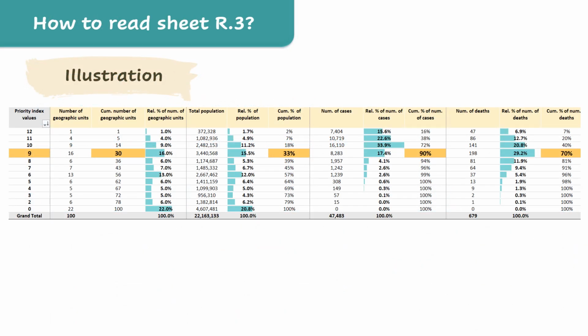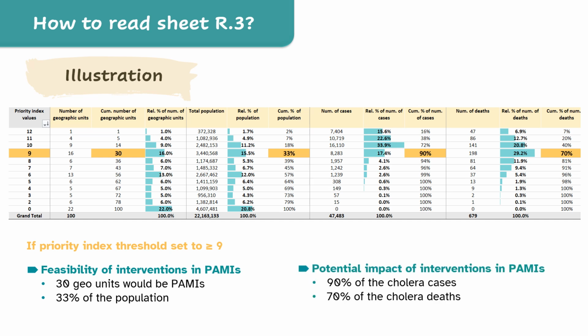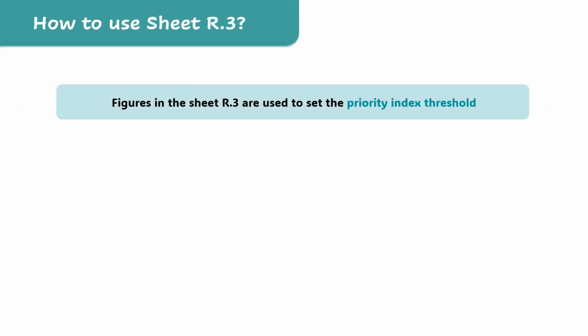For example, using fictive data, here is how to read the table displayed in Sheet R3. If the priority index threshold was set to 9, 30 geographic units would be PAMIs, and 33% of the country population would live in PAMIs. 90% of the cholera cases and 70% of the cholera deaths reported over the PAMI analysis period would have occurred in PAMIs. The table in Sheet R3 is essential to decide how to set the priority index threshold.